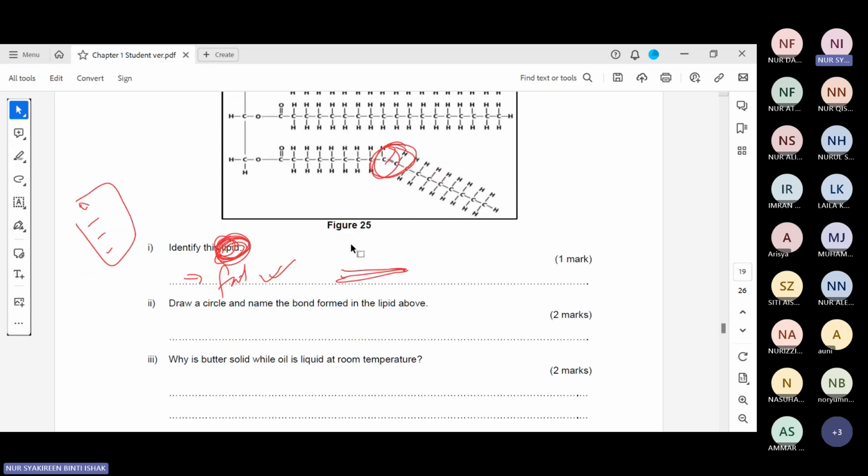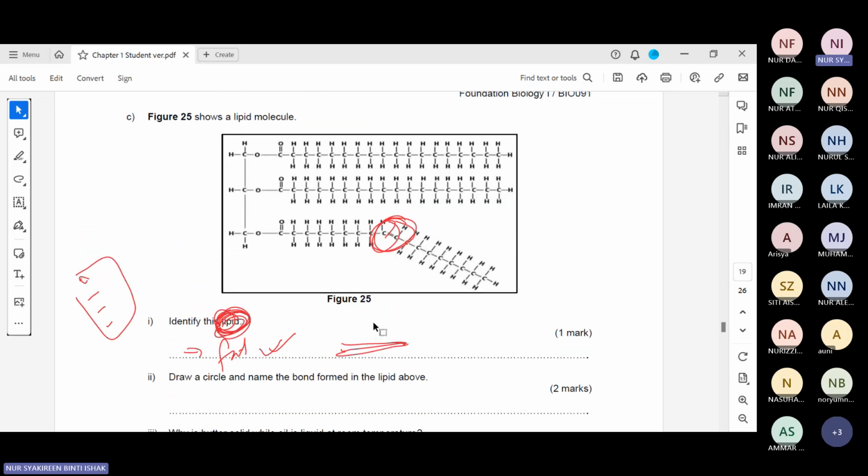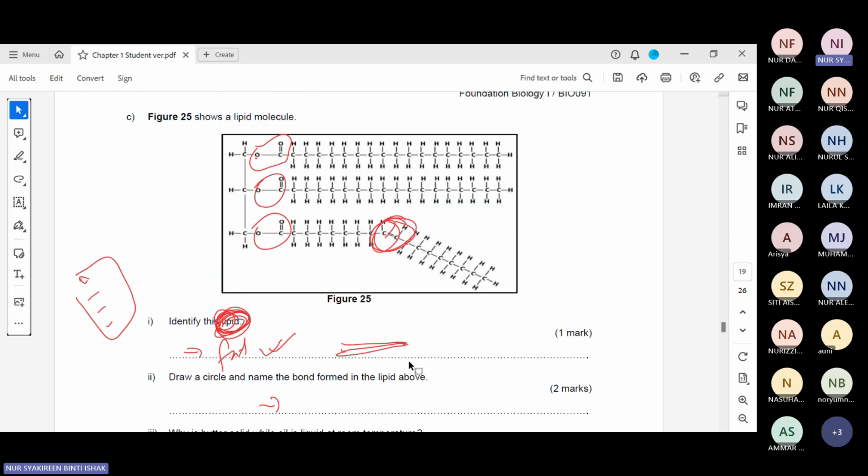Okey. So draw a circle and name the bond formed in the lipid above. So draw a circle ni lah. So the bond is between glycerol and fatty acid. So with the bond must be between OCO ni, kan, OCO. So that is the ester bond. Okay, name the bond: ester bond. Awak circle kan, lepas satu markah. Kan? So it is ester bond. Kalau terlajak sikit macam ni, jadi salah. Okay.